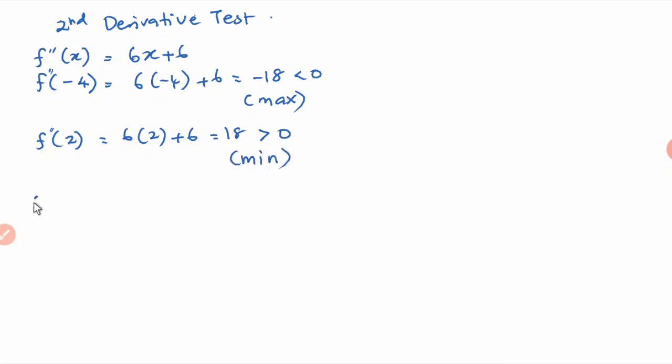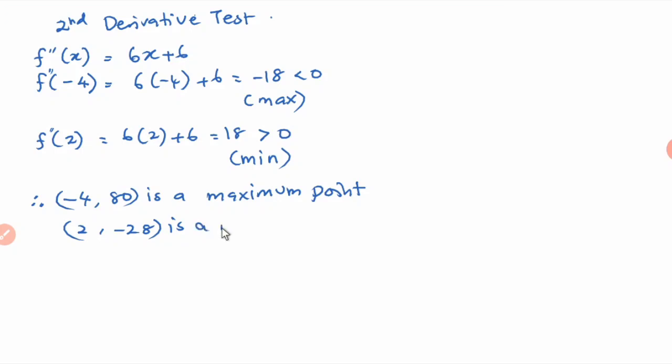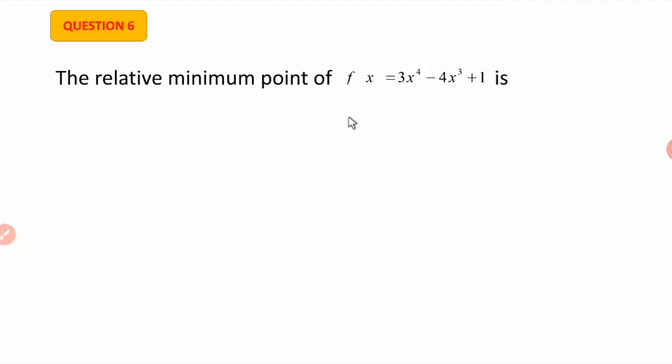Thus, we write the conclusion. Thus, the point (negative 4, 80) is a maximum point, and the point (2, negative 28) is a minimum point. Next, question number 6.